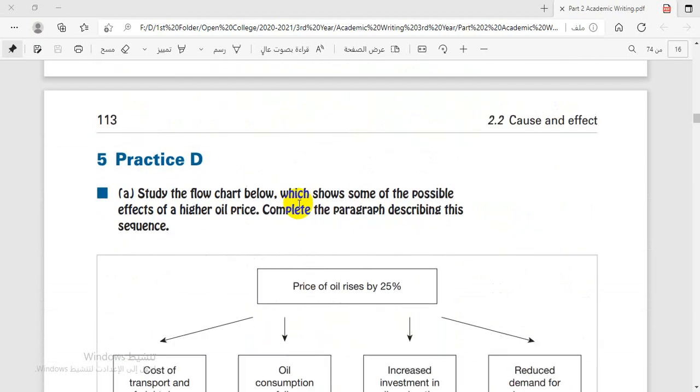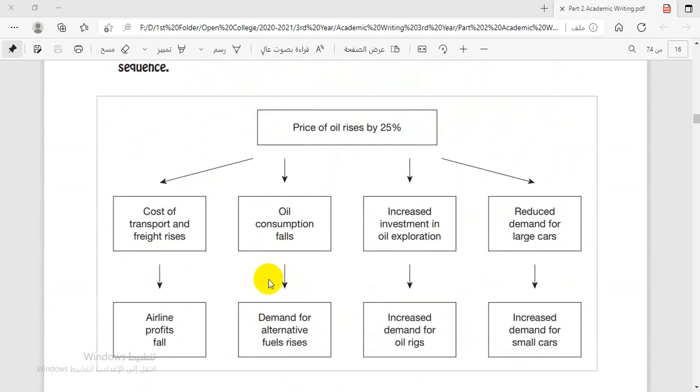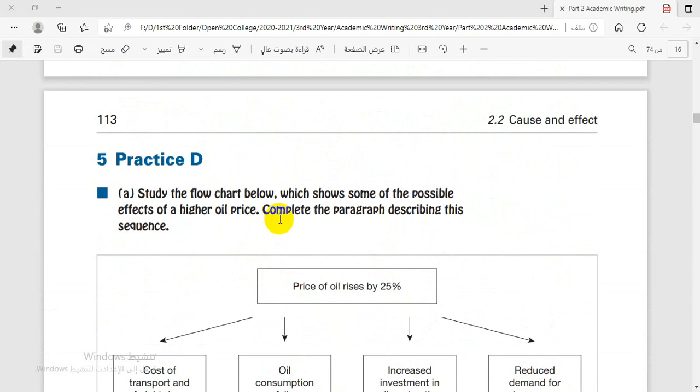In practice D, another activity, study the flow chart. This is called a flow chart. Study the flow chart below, which shows some of the possible effects of a higher oil price. Concentrate on the word effects. Here are all our effects of the higher oil price. Complete the paragraph describing this sequence.